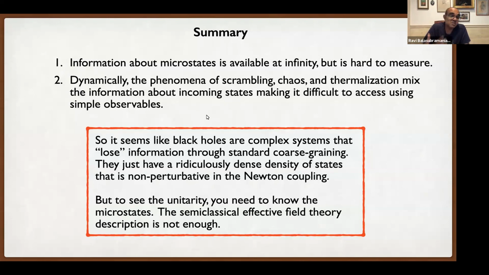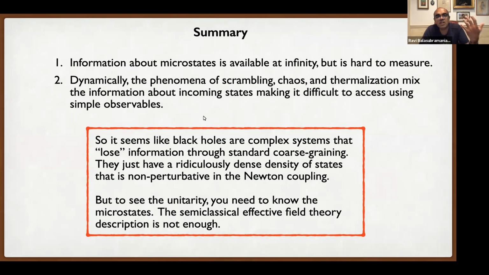Okay, so from this perspective, to see the unitarity, in the end, you do need to know the microstates. Because how else do you see that it's unitary? If it's elephants or dictionaries that made the black hole, and you need to know which it is, then you need to know what the microstate is. Otherwise, how could you possibly know? So from this perspective, the semiclassical effective field theory description is simply not going to be enough to fully reveal the unitarity. You may be able to argue for unitarity, but to reveal the unitarity in the sense of being able to decode the microstates, you are going to need the microstates. The semiclassical effective field theory description is not enough.